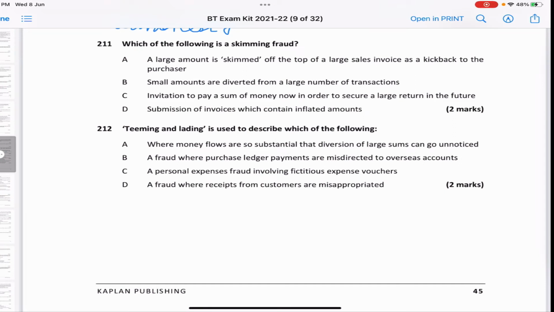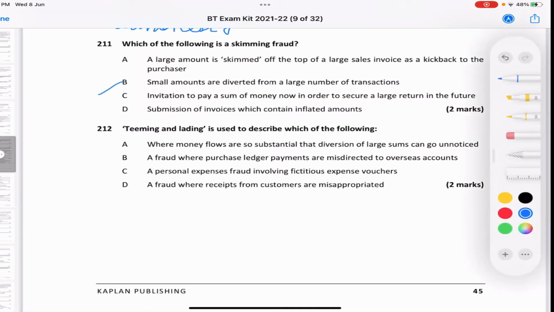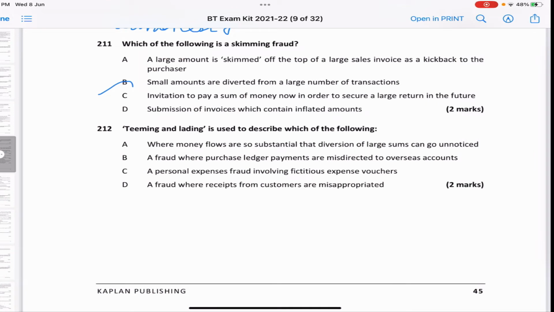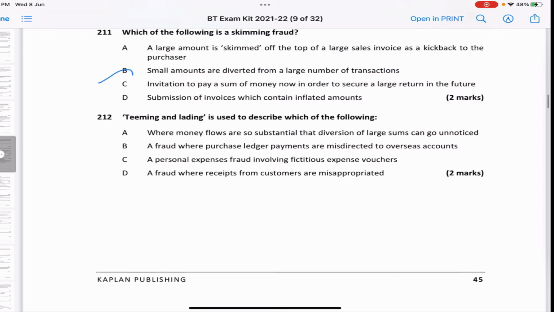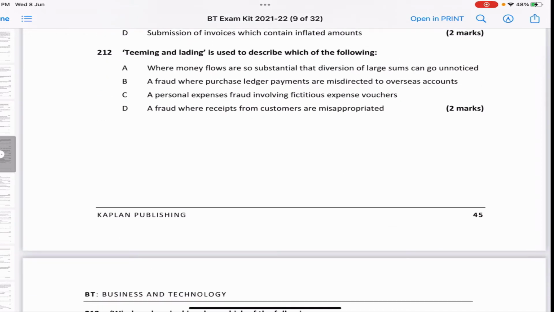Which of the following is a skimming fraud? A large amount is skimmed off the top of a large sales invoice as a kickback to the purchaser. Small amounts are diverted from large number of transactions. Yes. So if you can recall what skimming was, when there are many large transactions, you're taking out a little from every big transaction.